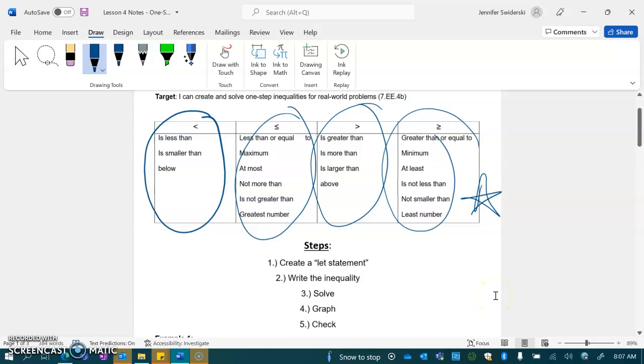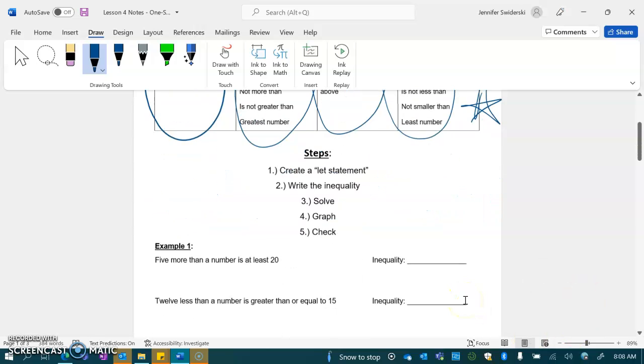So for our steps, our first step when looking at these word problems is to create a let statement, right? So when we worked with the word problems before, right, in our equations, we always had let x equal, right? And we represented that with a variable. We then are going to write our inequality. We're going to solve, graph, and check.